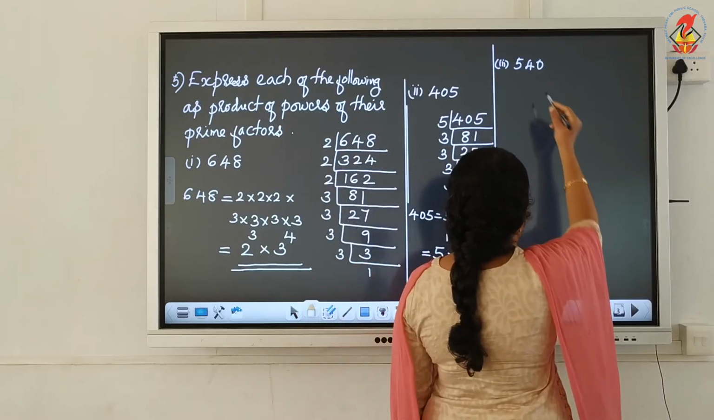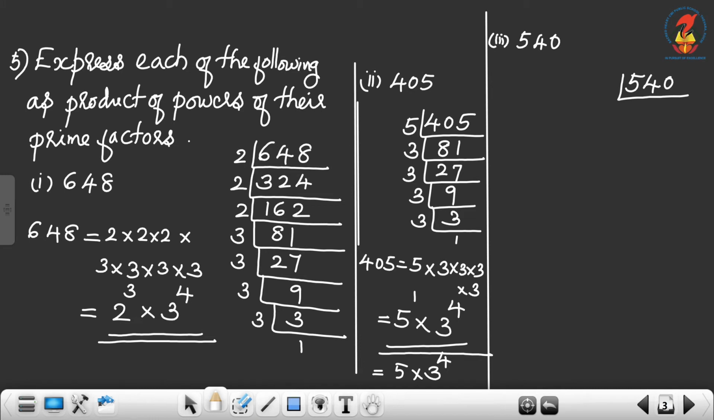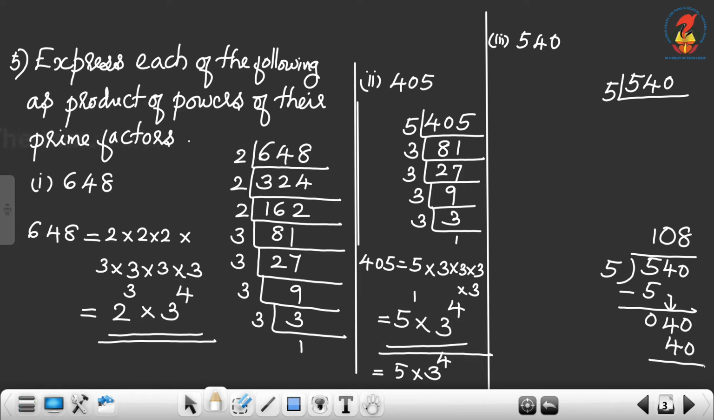Now next number, 540. So 540, we can start the division with which prime number? 5. Then 540 divided by 5, 1 time 5, 0. Bring 4 down, not possible, so put a 0 in the quotient, then bring the next digit down, 0, then 5 8s are 40. So here it is 108.